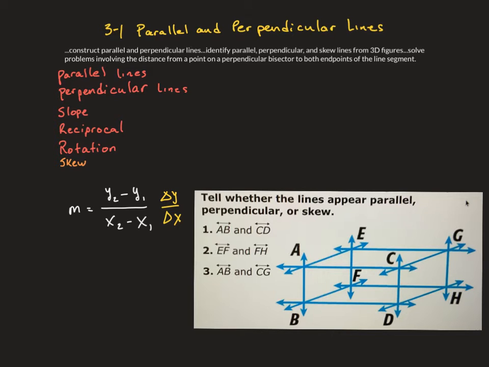So they appear to be parallel. EF and FH appear to intersect at 90 degrees, so they are going to be perpendicular. And then we are going to have AB and CG. Okay, those lines are neither parallel nor perpendicular, so that's where they fall into being skew. Okay, so just using some vocabulary there.